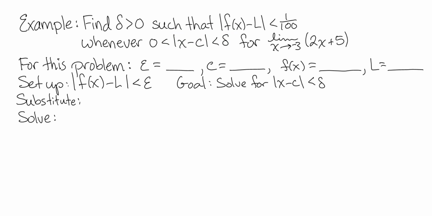In this problem, what is our epsilon? Our error, our epsilon, is 1/100th. We see that up here in this expression where we have the absolute value of f of x minus L is less than 1/100th. What is c? What is x approaching? That's -3. How about f of x? Well, that's 2x plus 5. And the limit is -1.